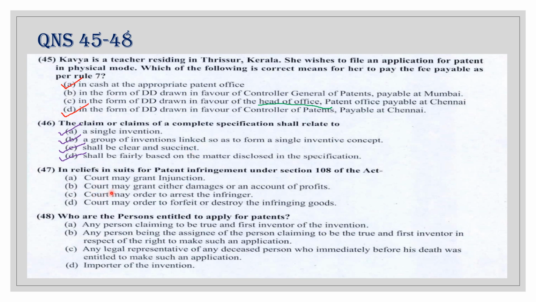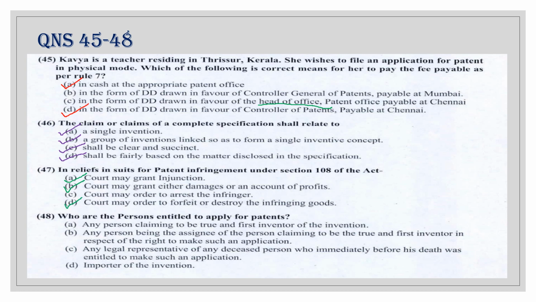Question number 47. In reliefs in suits for patent infringement under section 108 of the Act, option A, court may grant injunction. Option B, court may grant either damages or an account of profits. Option C, court may order to arrest the infringer. Option D, court may order to forfeit or destroy the infringing goods. So what will we do here? Here, friends, the correct options will be option A, option B, option D.